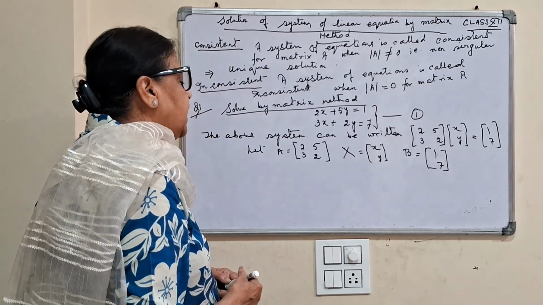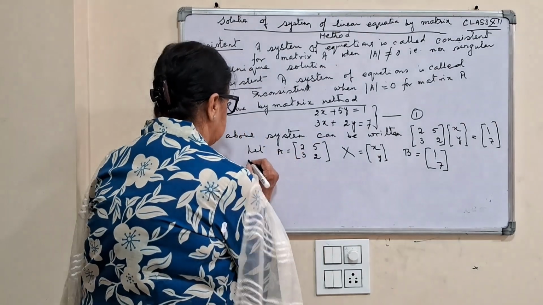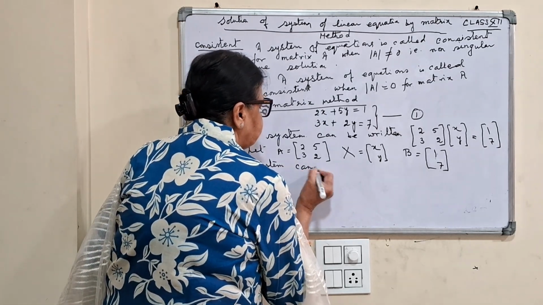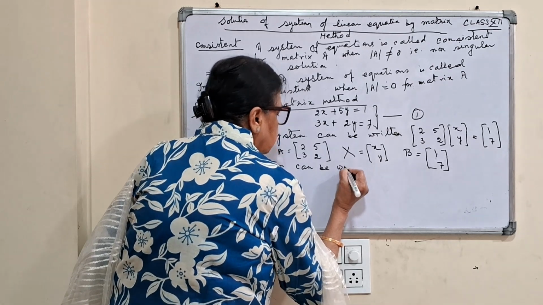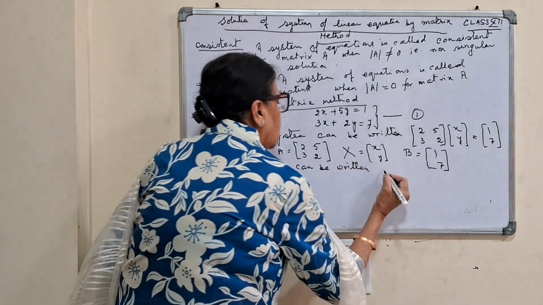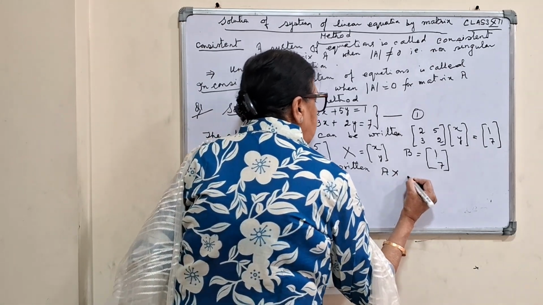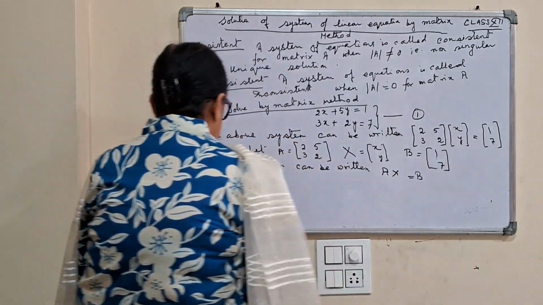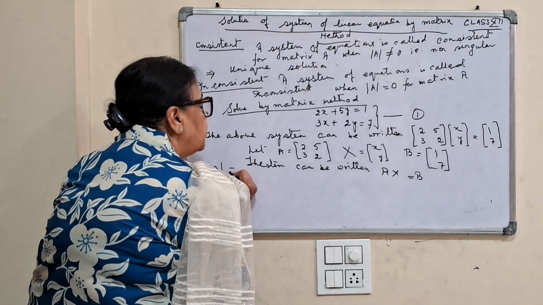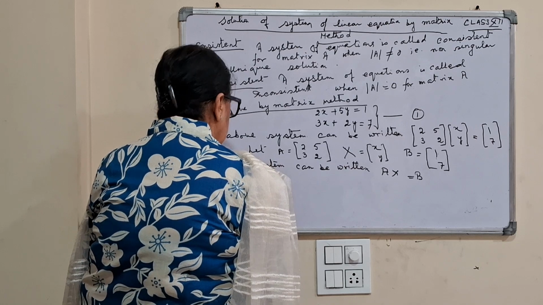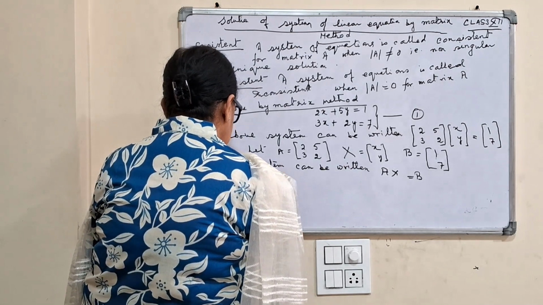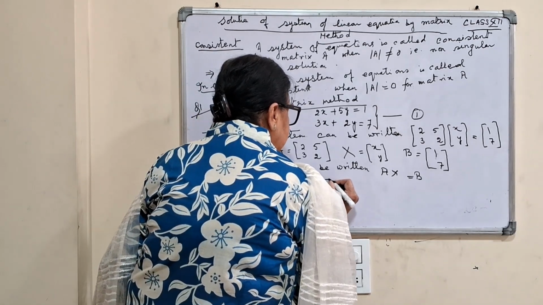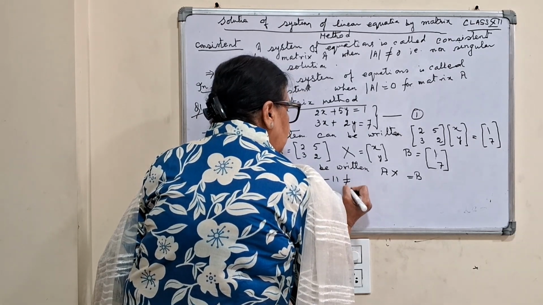So we have written this format, and the system can be written as AX is equal to B. First we check the determinant of A, that is the determinant of [2, 5; 3, 2], which is equal to 4 minus 15, that is equal to minus 11, not equal to 0.